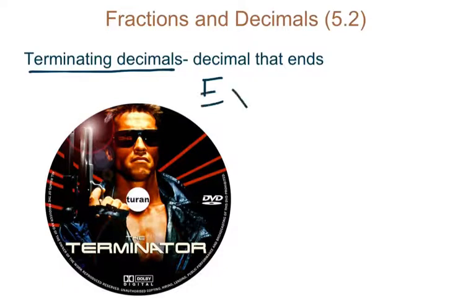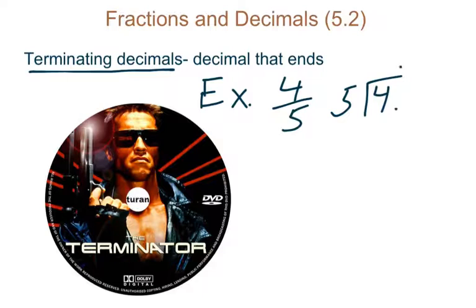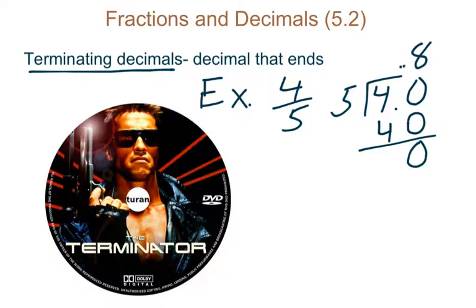So an example of that would be if we had 4/5, we could do 4 divided by 5, and 5 won't go into 4, but it will go into 48 times, and notice we end with a remainder of 0. So terminating decimals are decimals that end, and if you divide them out, they have a remainder of 0.